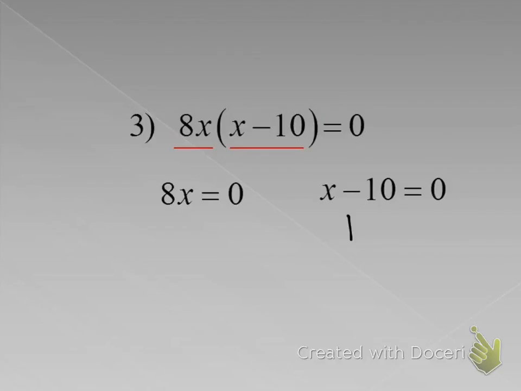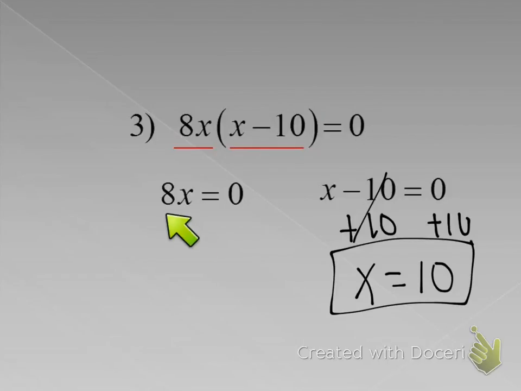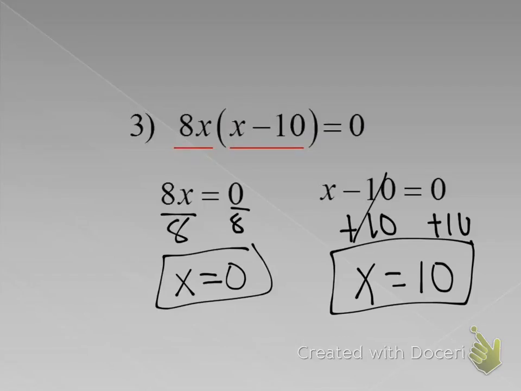Okay, so Aaliyah wants to do the back first, which is fine. Add 10, so x equals 10. Anyone know how to solve this equation? Yeah, divide by 8. What do you get? What's 0 divided by 8? 0. That's actually like a mini zero product rule, like what number times 8 would give you a 0, right? It has to be a 0. So those are our two solutions here.